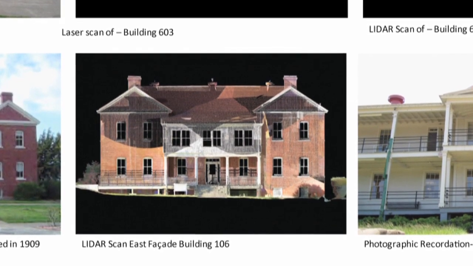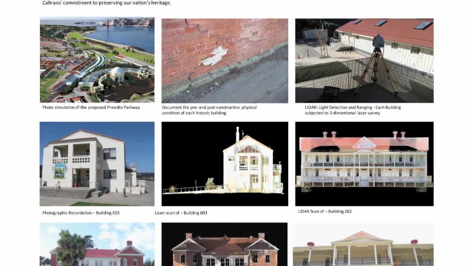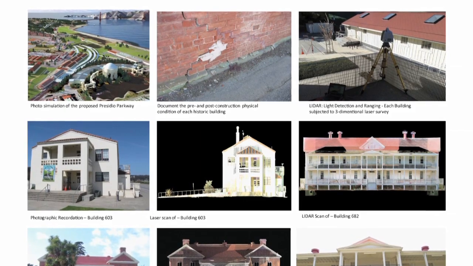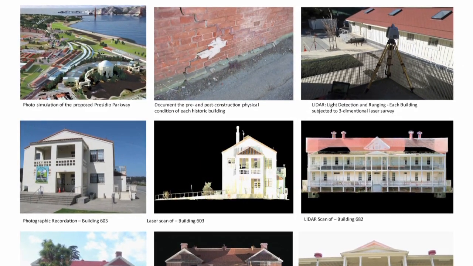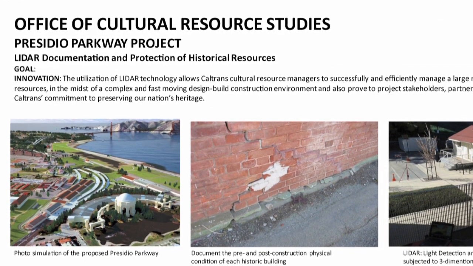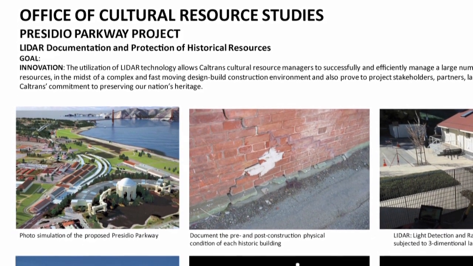Caltrans and the project team strive to ensure that each building is protected from inadvertent construction impacts. A sophisticated multi-component program was established to document and monitor the condition of each building before, during, and after construction. The application of LiDAR, which stands for Light Detection and Ranging, an optical remote sensing technology, to expediently document pre- and post-construction physical condition of each building with very high resolution, is an essential aspect of this program.